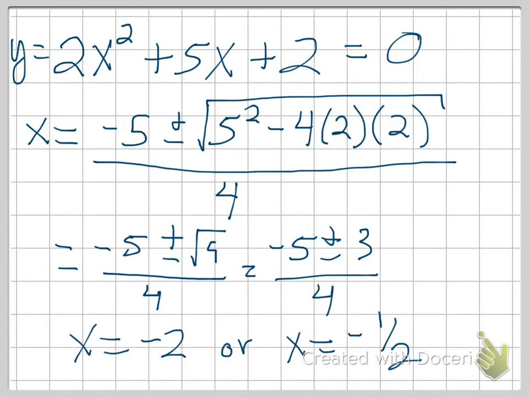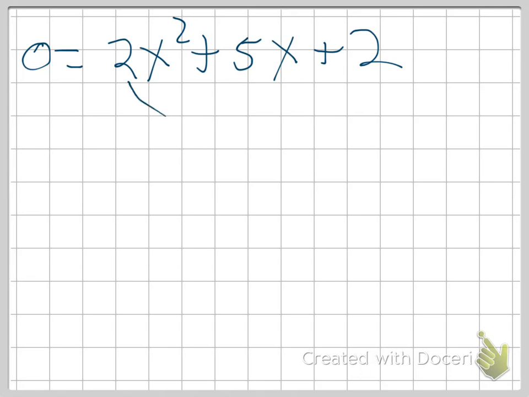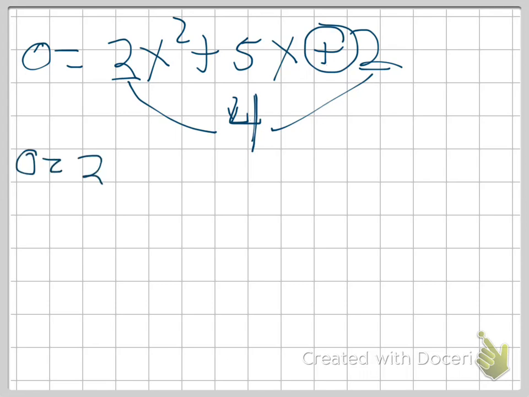Now another way, with 2x squared plus 5x plus 2, would be to factor this thing. You could graph it. You could do a table. All those things would work for you. To factor this thing, I take the leading coefficient and the constant and I multiply them together and I get 4. And then I look at this sign right here, and that tells me that I need two numbers that multiply to 4 and add 5. And fortunately, 4 and 1 work.